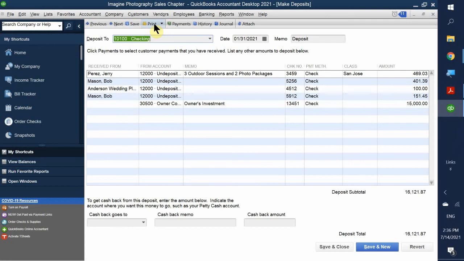Okay, any questions there? What are you doing with your credit card deposit? We're going to talk about that right now. Oh, okay. Sorry. No worries. Okay. So any questions in regards to just depositing the cash or the check side?